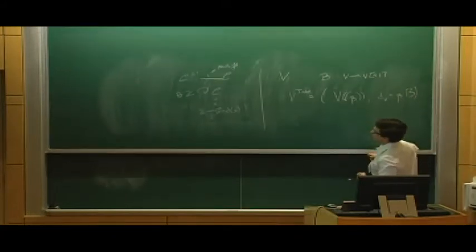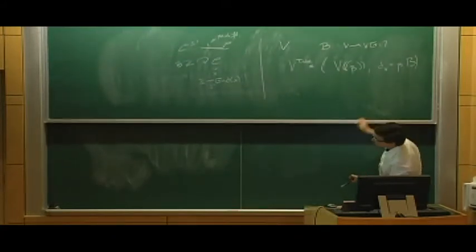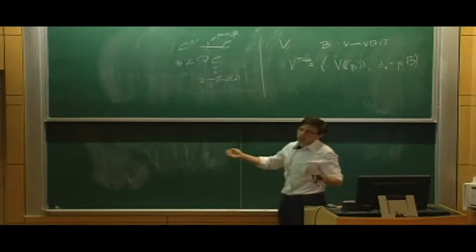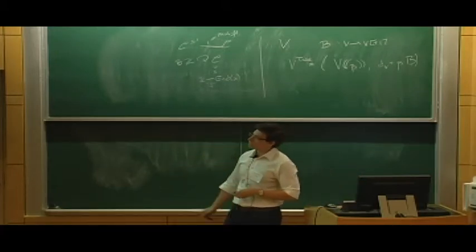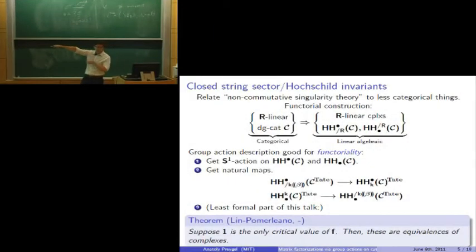And of course, if you do matrix factorization-type things, you know that formulas like this come up all the time. So it's good to have things like that. Here we come to the least formal part of this talk. This is not just pure category theory, but it involves a little bit of geometry. There's a theorem due to Kevin Lin, Dan Pomerleano, and independently myself, that if you make the simplifying assumption that one is the only critical point of your function f, then these maps are equivalences.